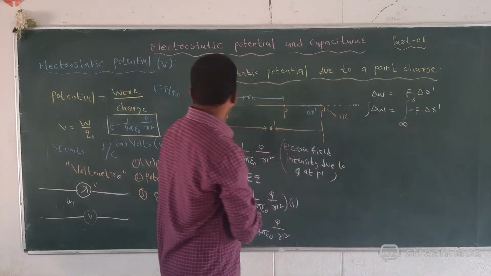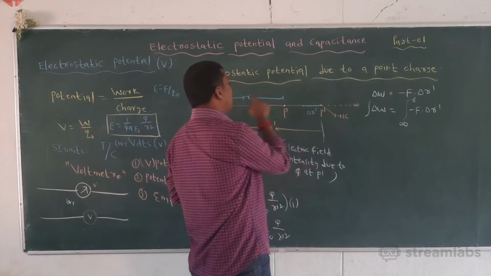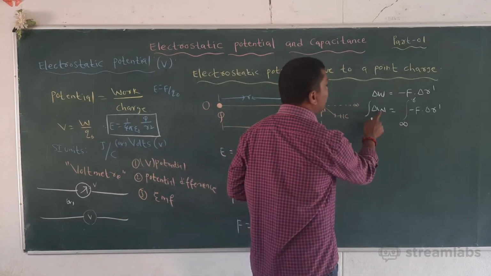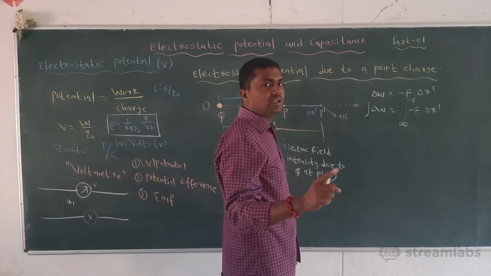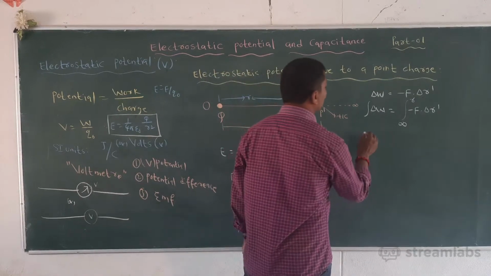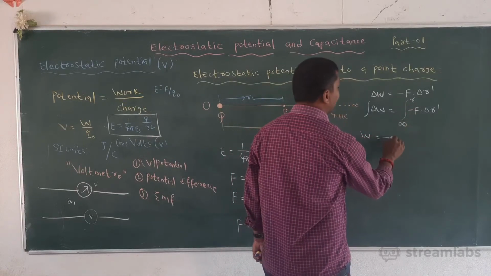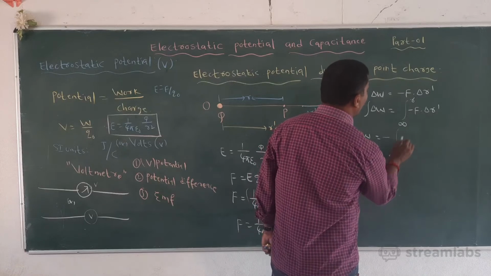So where is the R? O to P is the R. So infinity to R. Now integration of dx is equal to x. Integration of dw is equal to w. Integration of delta W is represented by W is equal to minus integral from infinity to R.